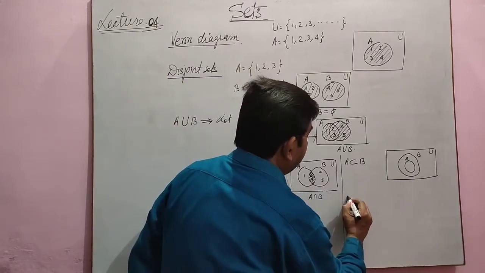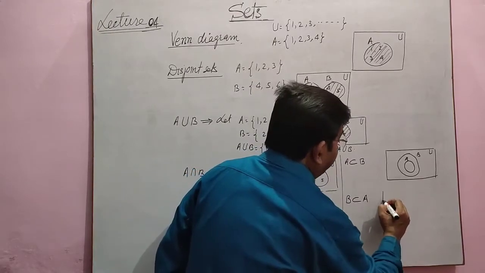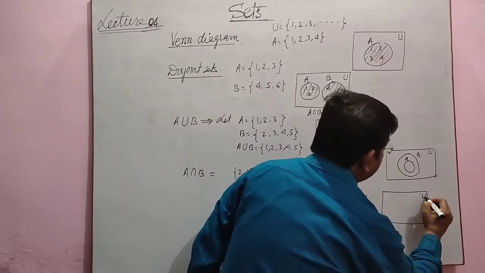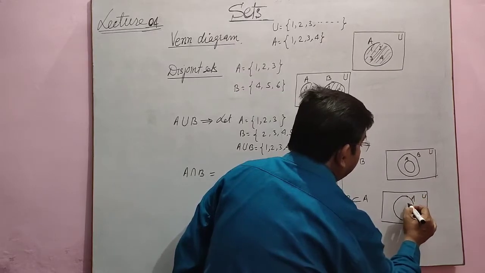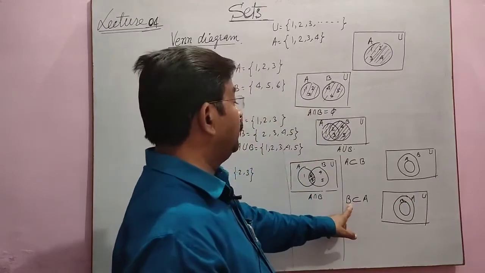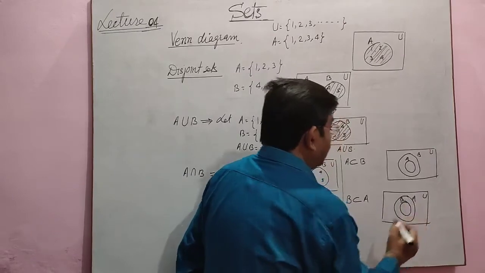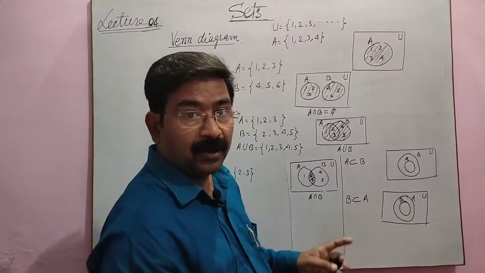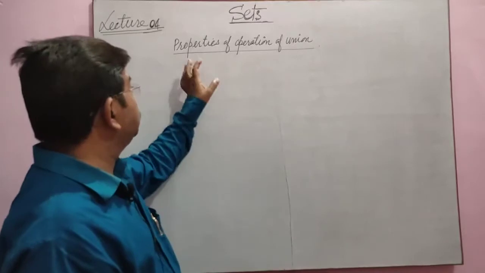If B is a subset of A, in this regard, what do we have? This is the universal set. This one is A and this one is B. Why is it so? Because all the elements of B are found in A. So B is a subset of A. Okay, got it?